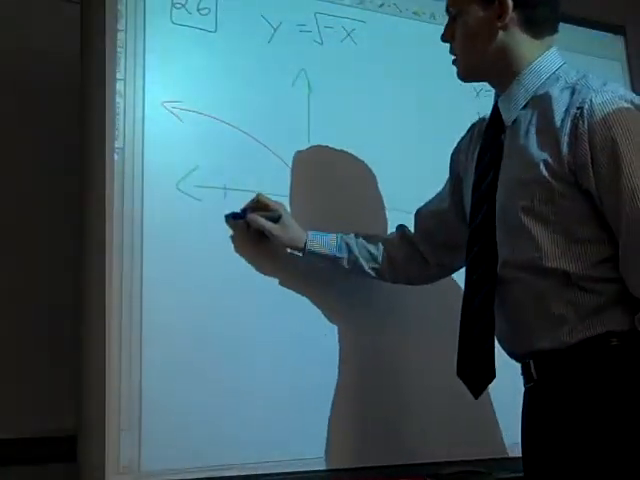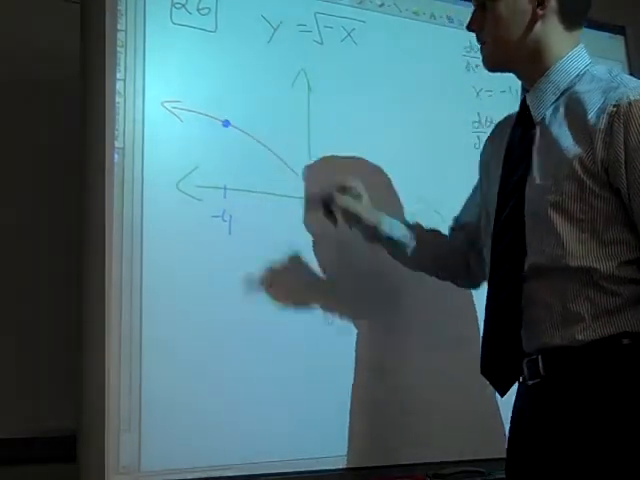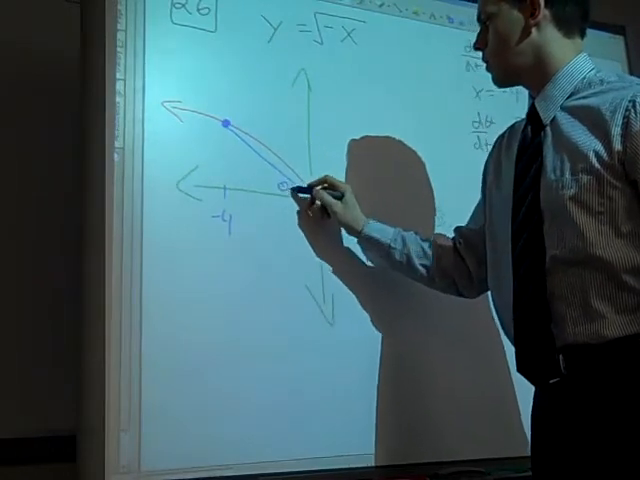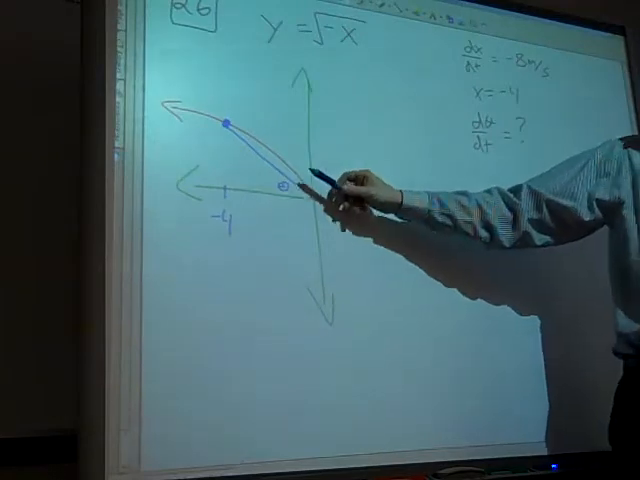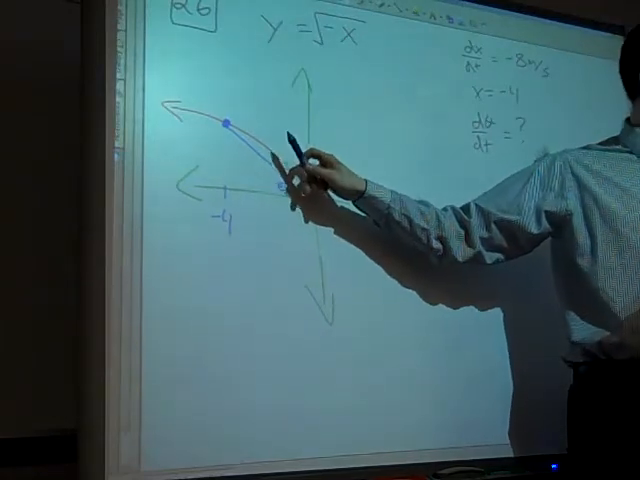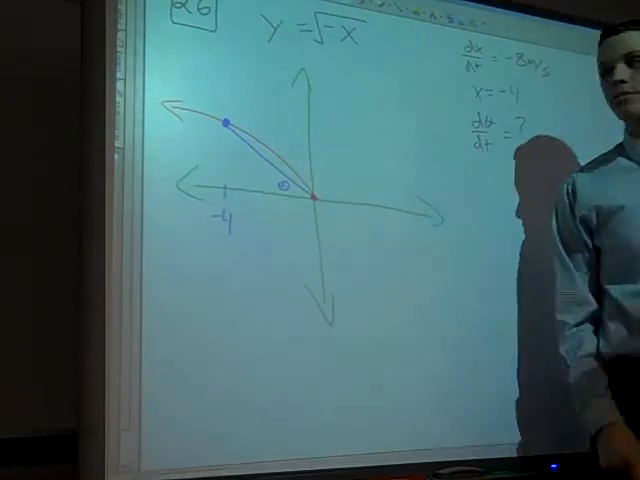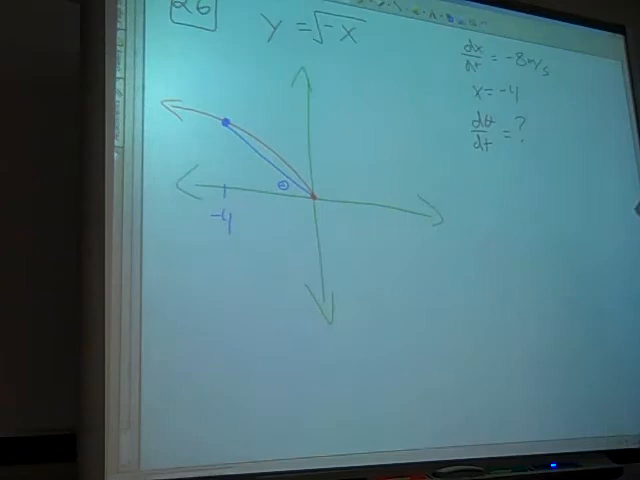At some point, at x = -4, our particle is up here, and we are looking for that theta. As the particle moves, this theta gets smaller and smaller and smaller. So where do we start? We're looking for dθ/dt.